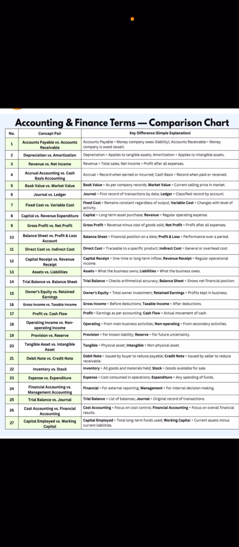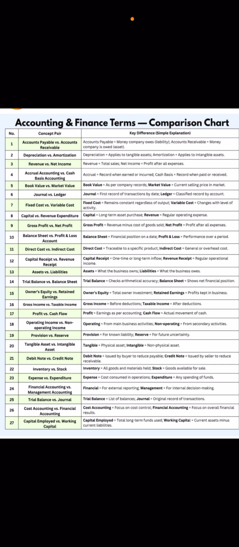Direct cost versus indirect cost. Direct cost is directly linked to the product. Indirect cost is general expenses like rent, electricity, etc. They come under indirect cost.